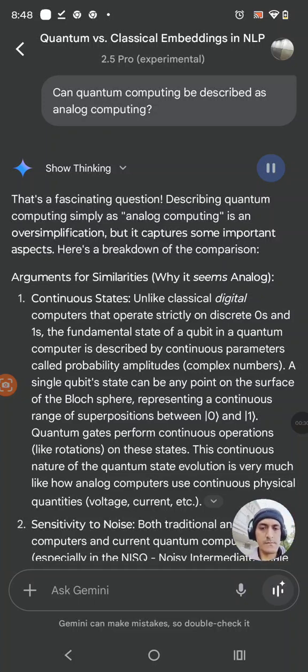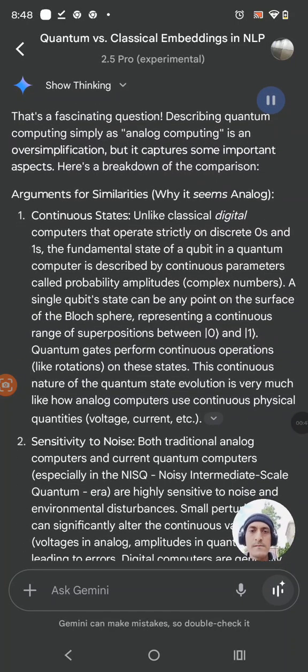1. Continuous states. Unlike classical digital computers that operate strictly on discrete zeros and ones, the fundamental state of a qubit in a quantum computer is described by continuous parameters called probability amplitudes, complex numbers. A single qubit state can be any point on the surface of the Bloch sphere, representing a continuous range of superpositions between 0 and 1. Quantum gates perform continuous operations, like rotations, on these states.